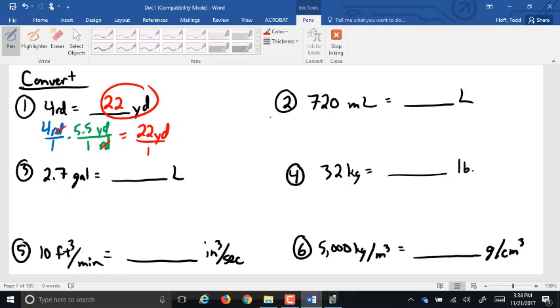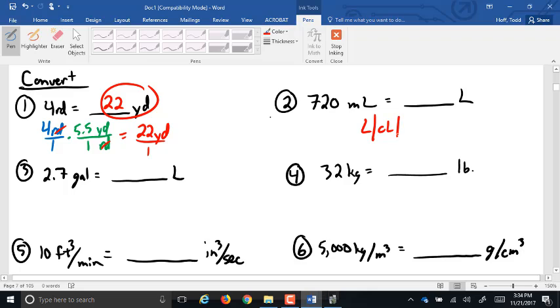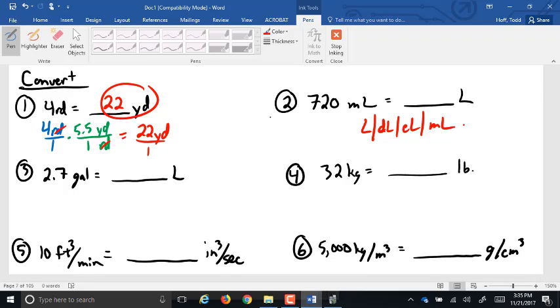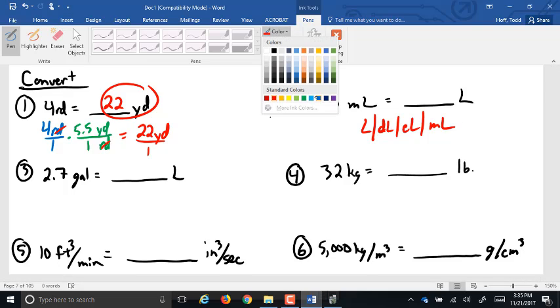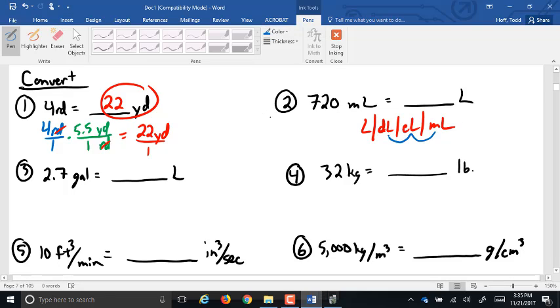Number 2, then, we're going from milliliters to liters. If you remember on the metric chart, it goes liters, deciliters, centiliters, and then milliliters. So to get from milliliters to liters, we have to go 3 spots to the left. So our decimal point has to go 3 spots to the left. So that's 0.72 liters.